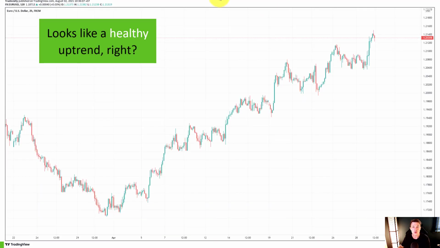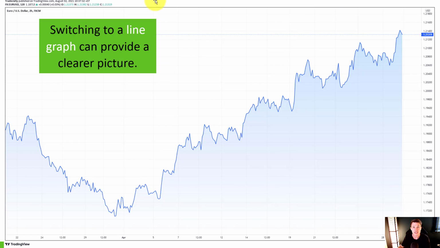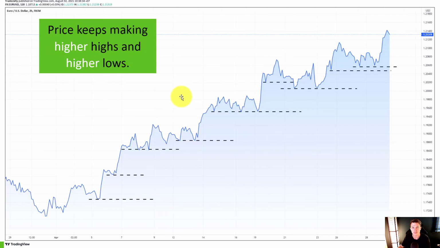Alright, so let's slowly start looking at charts, and then we will get into the more advanced concepts and the trading strategies that I've prepared in a moment. So when we just look at this chart, we are looking at a very healthy uptrend, right? Everything looks good, the market is rising and everything is fine. And sometimes, especially in the beginning, if you have problems, I would always recommend to switch periodically to a line graph, because it may provide a clearer picture.